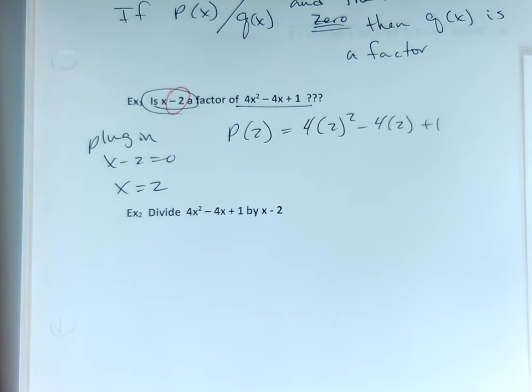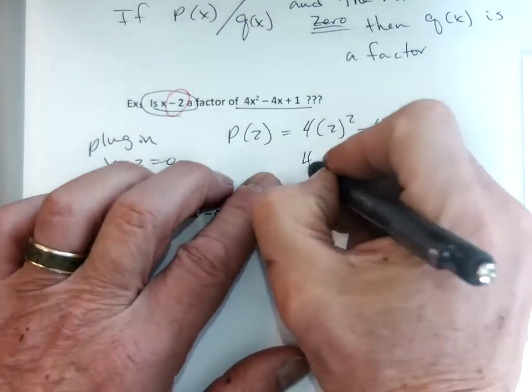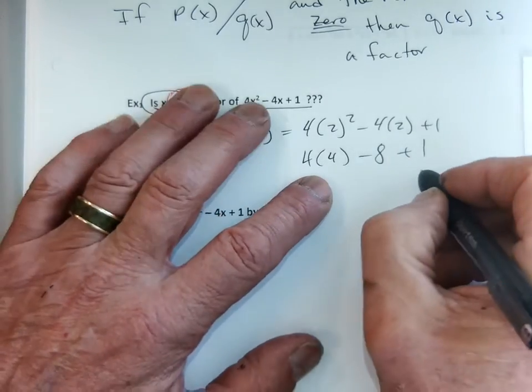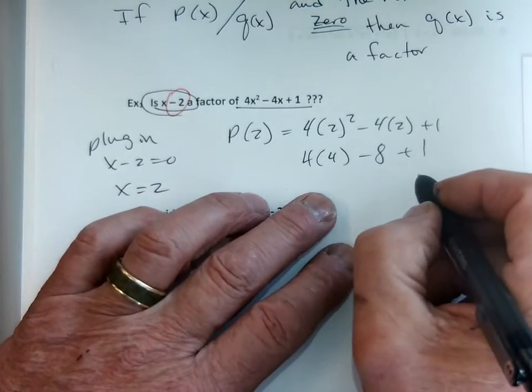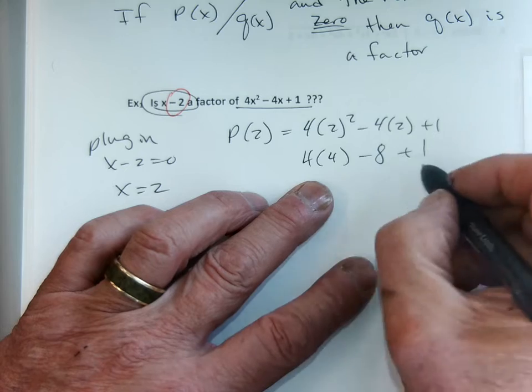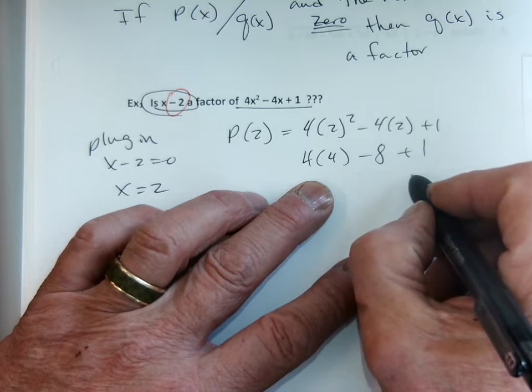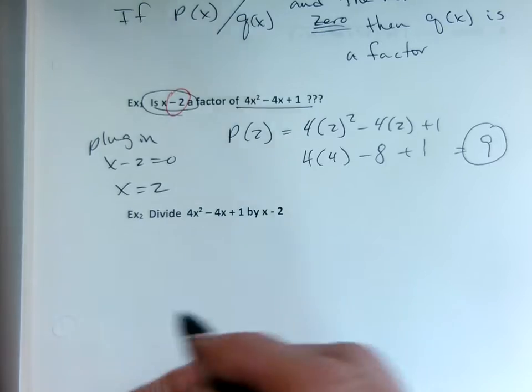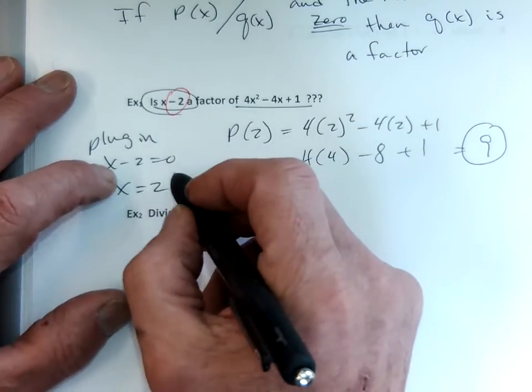That's going to be 4 times 4 is 16 minus 8. Let's see what I get. So I would get 4 times 4 minus 8 plus 1, 16 minus 8 is 8 plus 1, I get 9. It's not. So x minus 2 does not go in evenly.